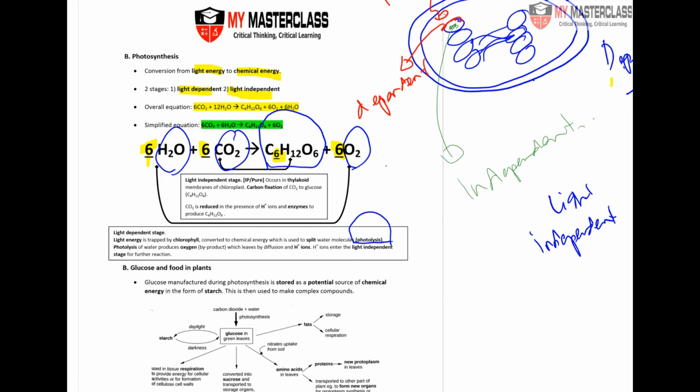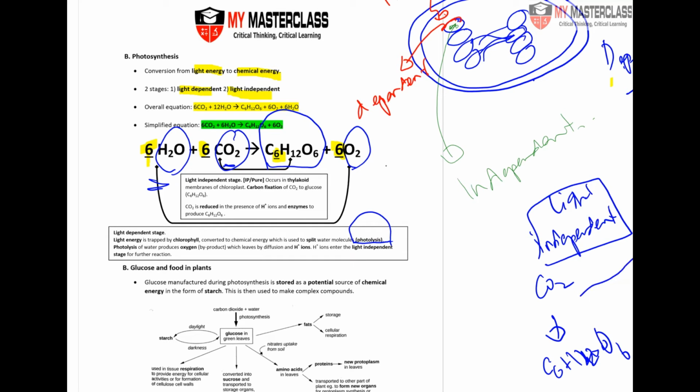Once you have used water here, what else are you using next? You're still left with carbon dioxide. Carbon dioxide plays a role in the light independent stage, because carbon dioxide is fixated to form glucose. The moment it forms glucose, this is assisted by my H plus ions, along with enzymes.